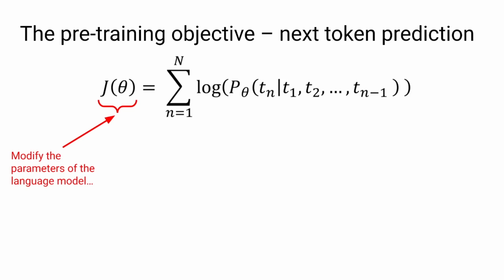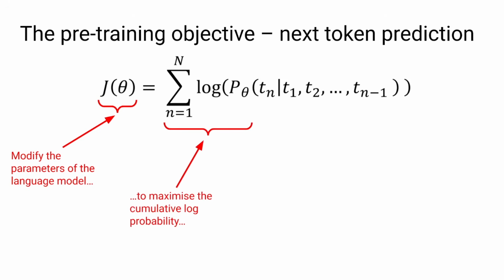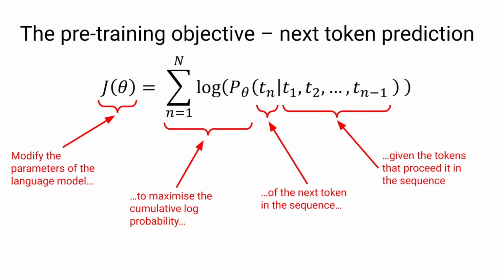So modify the parameters of the language model. That's what J of theta means. It means I've got an objective. It's a function of the parameters of the language model. I'm going to try and update these parameters of the language model, modify them, to maximize the cumulative log probability of each next token in the sequence, given all the tokens that precede it. So this is the objective written for a single token sequence.